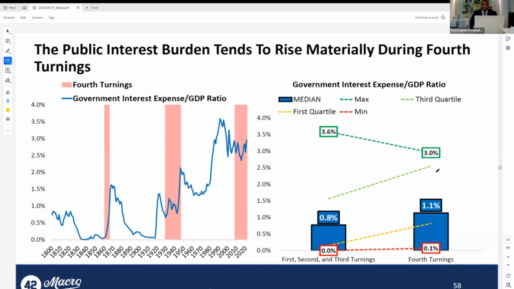The public interest burden tends to rise materially during fourth turnings. This is government interest expense as a percentage of GDP. That number tends to rise pretty sharply during fourth turnings. We believe it's on its way higher now. Obviously, we've left a pretty historically low interest rate regime, and we don't believe we're going back there. At least this analysis would suggest we're probably not going back there.